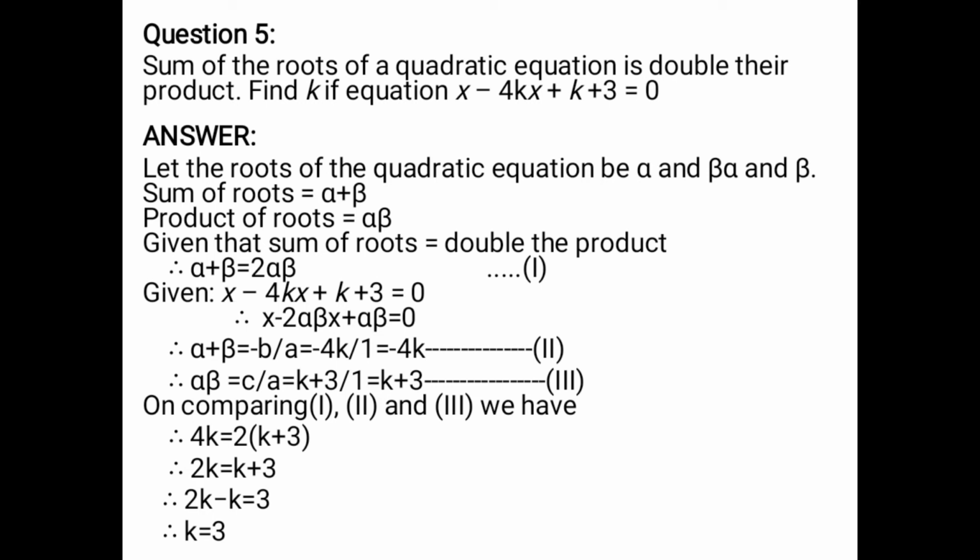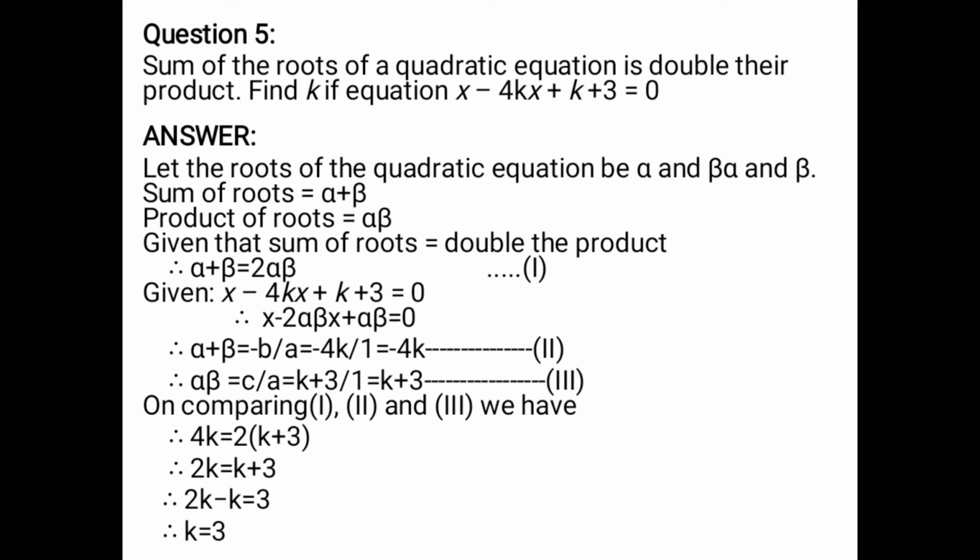Question number 5. Sum of the roots of a quadratic equation is double their product. Find k if the equation is x square minus 4kx plus k plus 3 is equal to 0. Answer. Let the roots of the quadratic equation be alpha and beta. Sum of roots is alpha plus beta and product is alpha into beta. Given the sum of roots is equal to double of the product. Therefore, alpha plus beta is equal to twice alpha into beta, equation first.